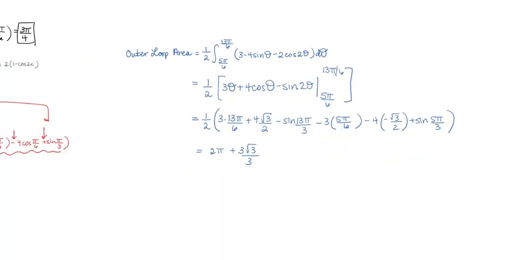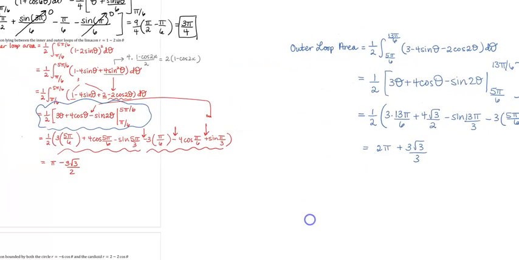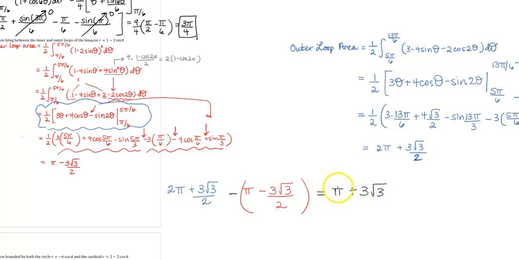So now that we have the area of both the outer loop and the inner loop, we are able to find the area in between the two of them by taking the outer loop area, which is 2 pi plus 3 root 3 over 2, and subtracting the area of the inner loop, which is pi minus 3 root 3 over 2. Which leaves us with a final answer of pi plus 3 root 3.